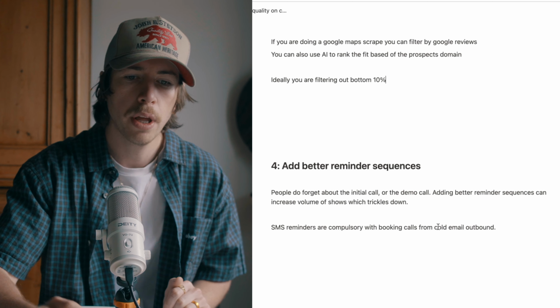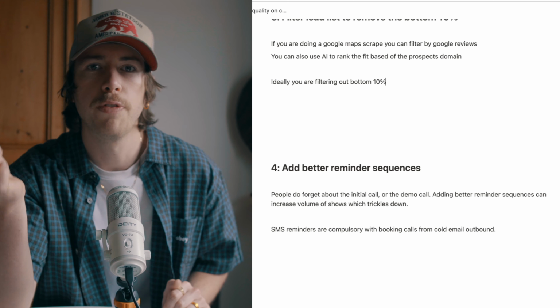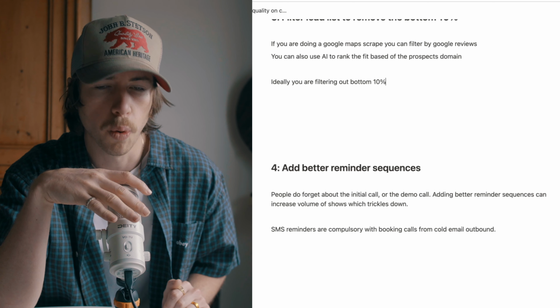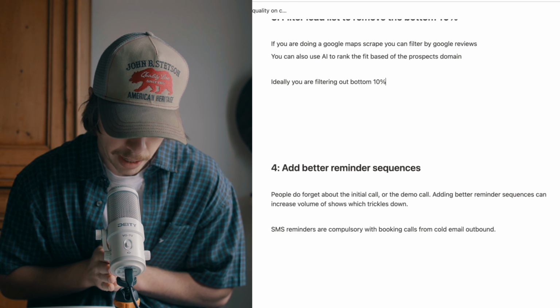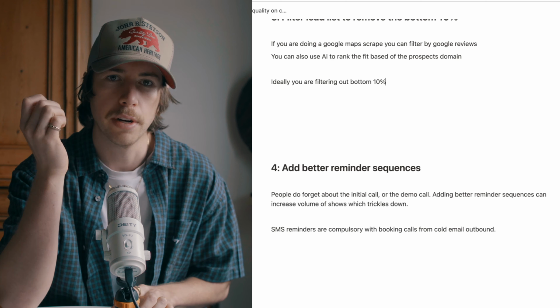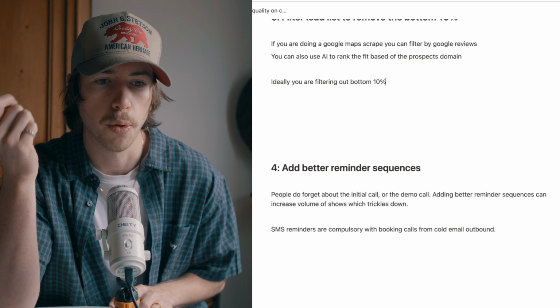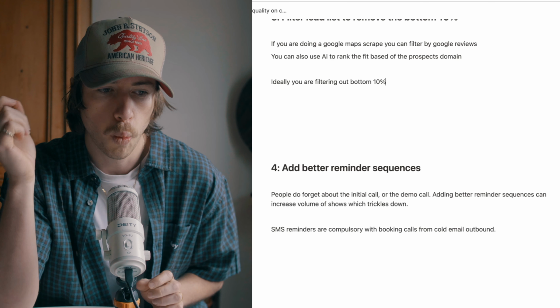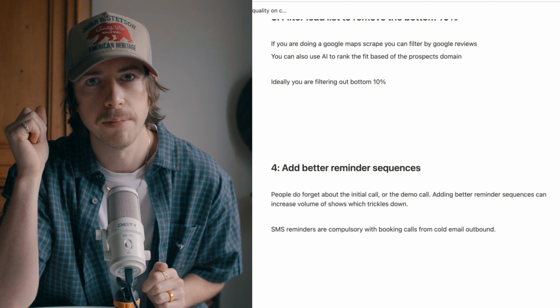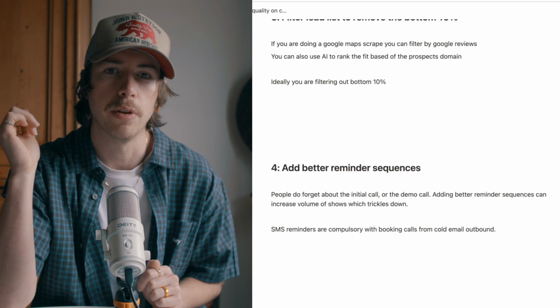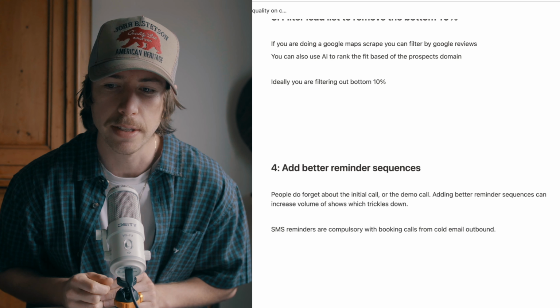Add better reminder sequences. Some people do forget about the initial call, or the discovery call, so adding reminder sequences is important here. And I would say for cold outbound, it's compulsory to have text reminders. Otherwise, people are going to forget the call. Why? Because it's not very high value to them. I would say it's very low value to them, unless your offer is absolutely amazing.